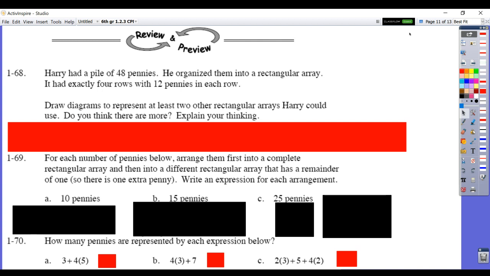This video is to offer you some homework hints on section 1.2.3.